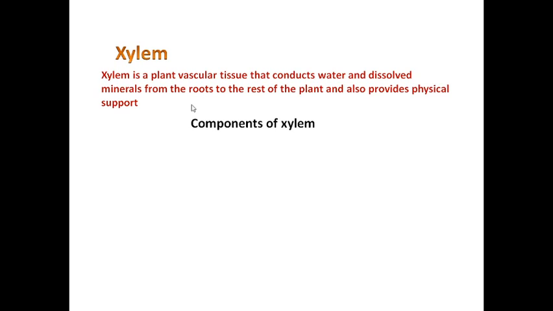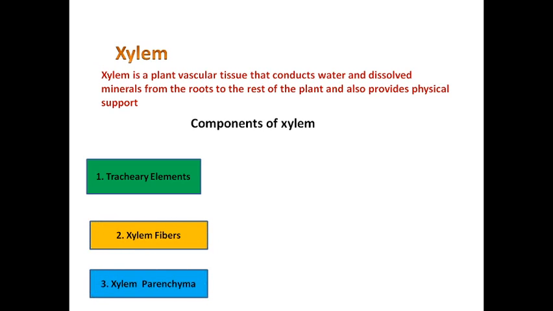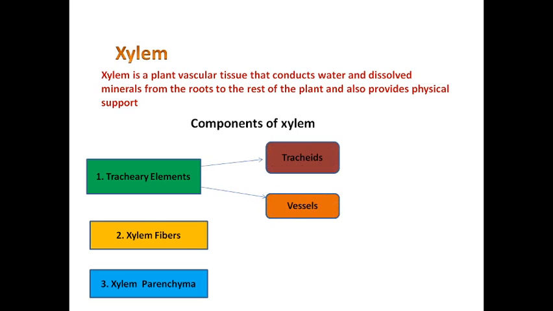Now here let me tell you, this xylem is made up of different types of cells. So what are the components? Number one is tracheary elements. Number two is xylem fibers, and number three is xylem parenchyma. And these tracheary elements are of two types. Number one is tracheids and number two is vessels.